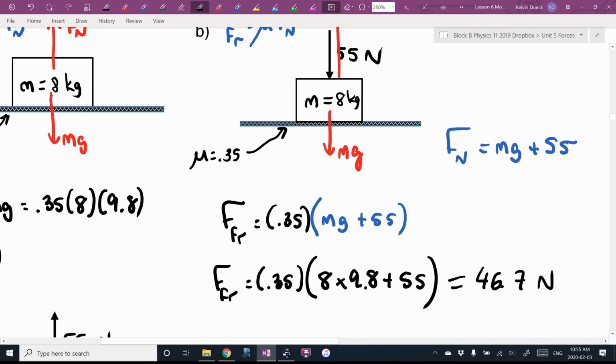Did friction get bigger or smaller when we push down on the object? Bigger, which is what happens. This is why I gave you the example last day, pushing the wooden benches across the gym floor. If somebody comes and sits on it, friction gets dramatically bigger, and so it comes to a stop pretty quickly.